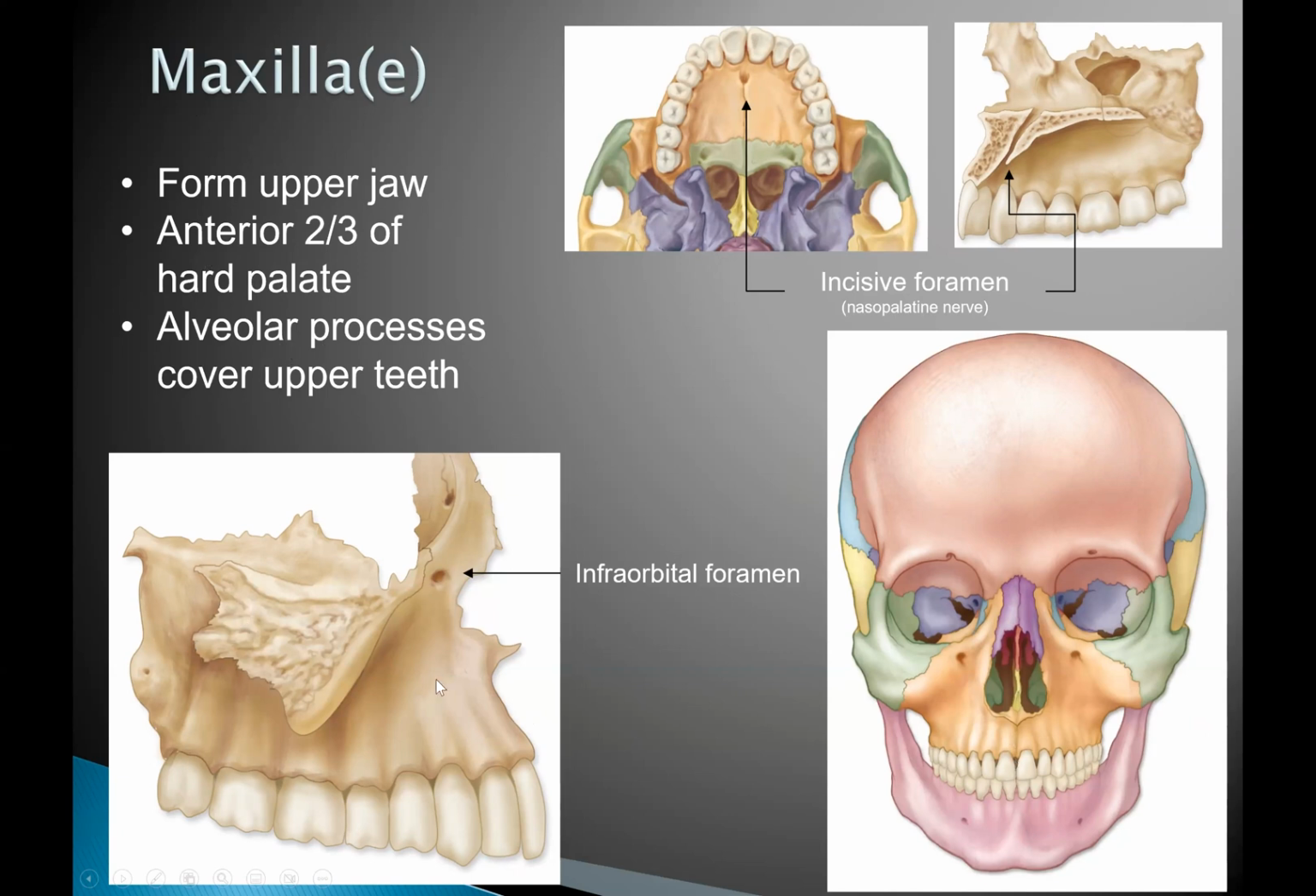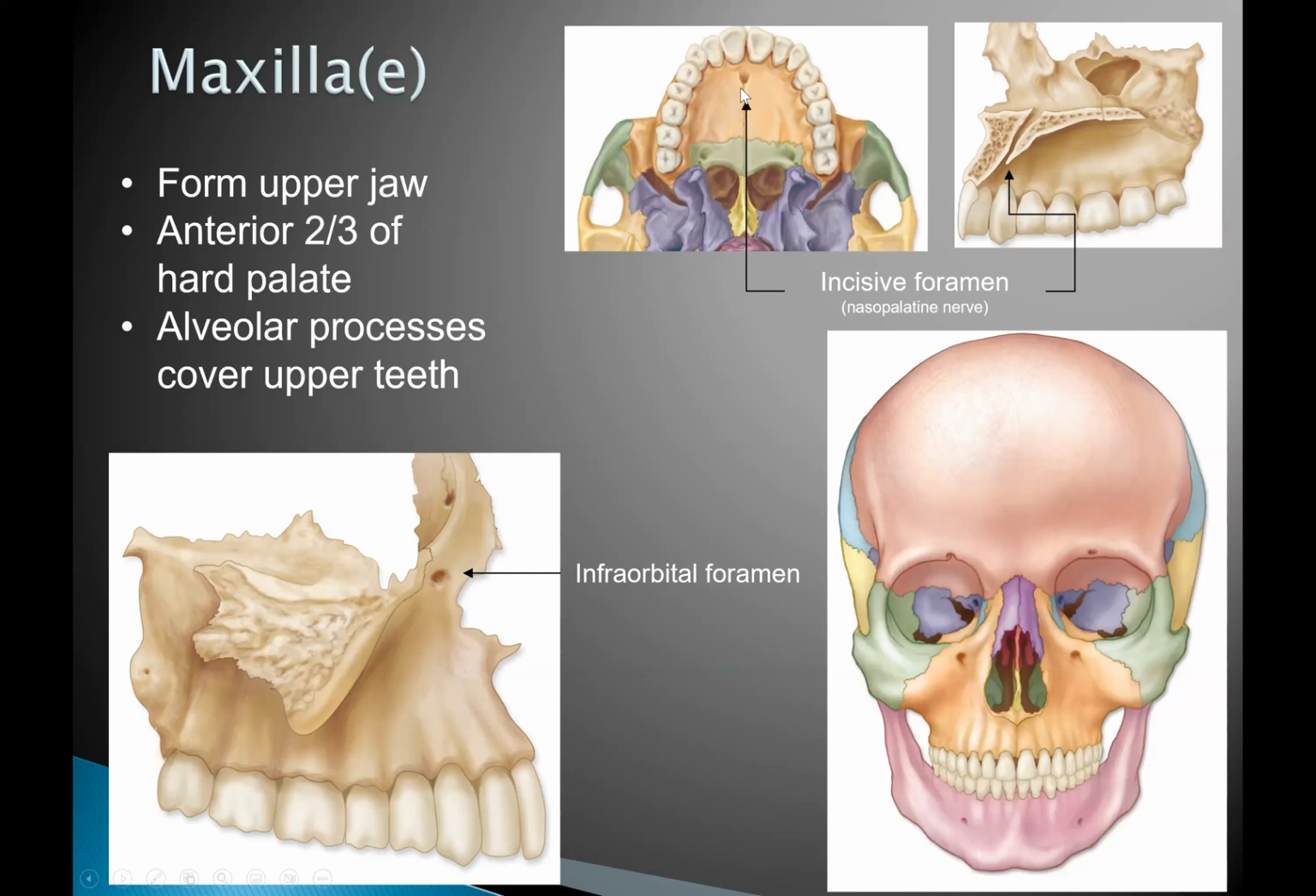It forms the anterior 2/3 of the hard palate. So the roof of your mouth is hard, right? That's known as your hard palate. It's bony. Two thirds of that is maxilla. The back 1/3 is the palatine bone, which I'll show in a little bit. So in orange right here, this is the roof of your mouth. That's the hard palate and formed by your maxilla.